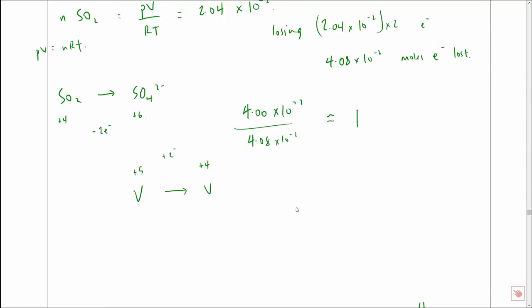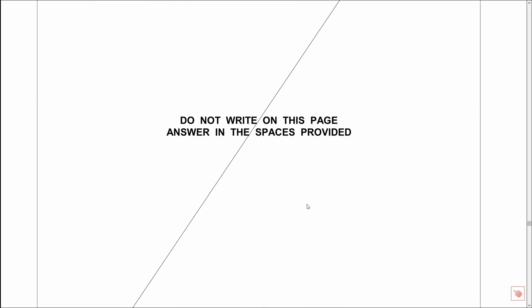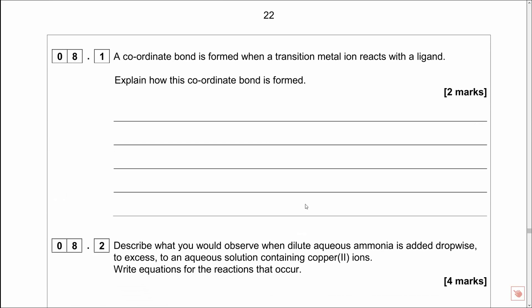6 marks there. Quite a lot of marks. Certainly, you'd be able to get 2 of the marks there if you really are unhappy with the maths. Conceptually, I think that's a very, very tough question. I'm dreading what's coming up now, then. Question 8, it's only going to get harder, apparently.